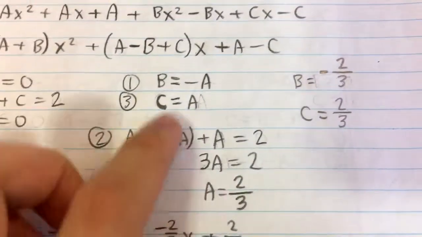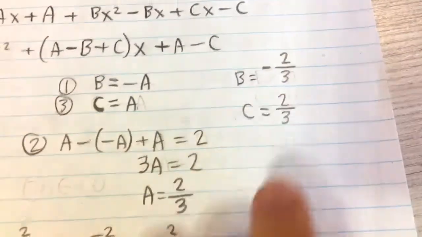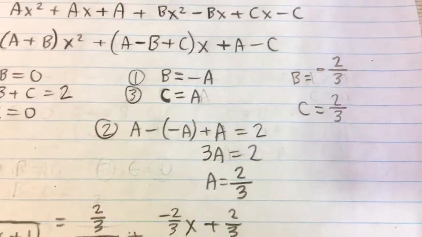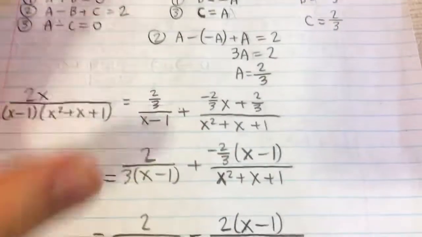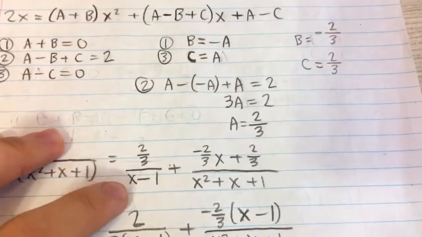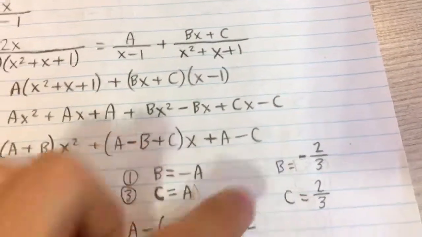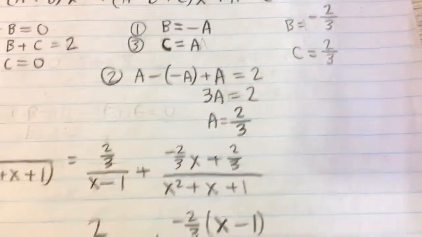And again, we can plug that into our two equations here. So b must be negative 2/3, and c is also equal to a, so it's 2/3 as well. And so we can plug that into our original expression. We have a, which is 2/3, so we have 2/3 over x minus 2, and for bx plus c, b is negative 2/3, c is 2/3, so we have negative 2/3 x plus 2/3.